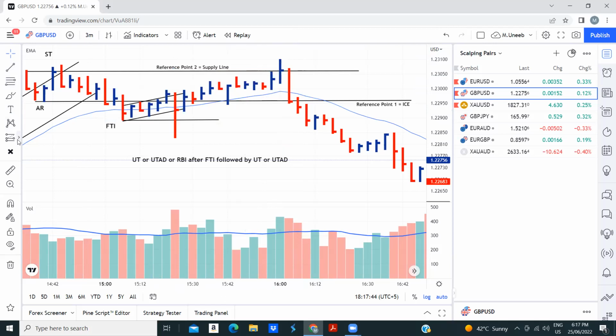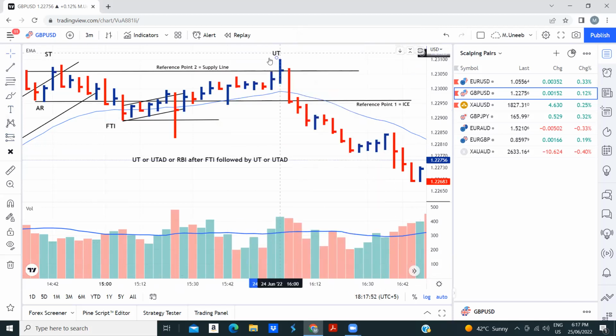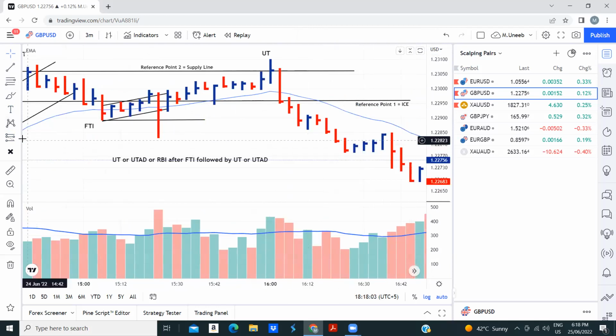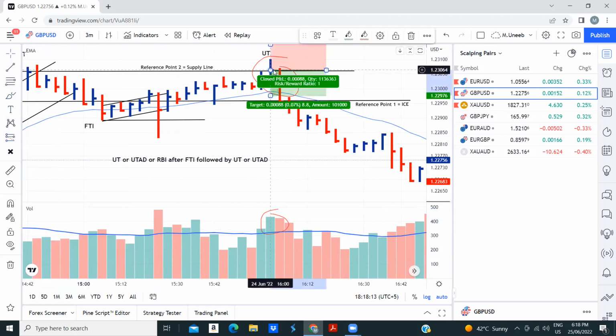Got it? And then we get an opportunity where we call this UT, upthrust. Am I right? This is UT. See, buying climax, AR, secondary test, FTI. Then RBI, and after this one, UT, upthrust. Now at this upthrust, what do we notice? Effort versus no result, right? You see a huge volume here, right? We can take a short trade here, at this reference point.